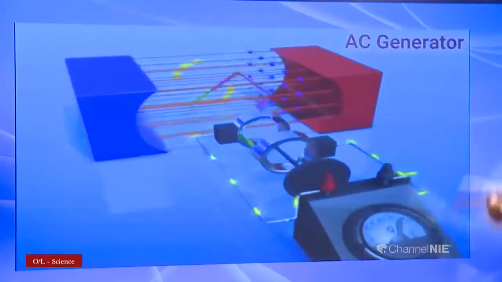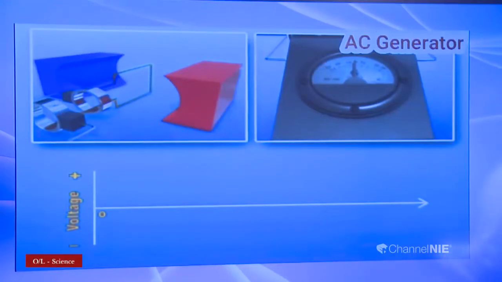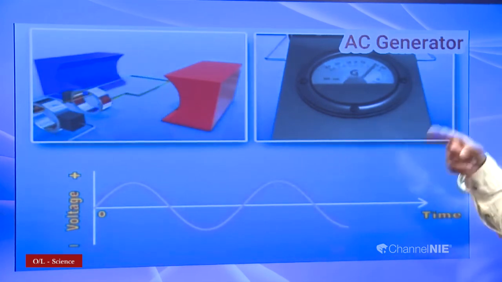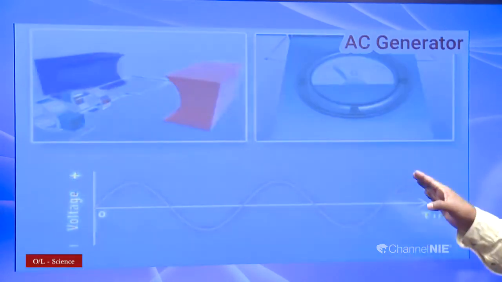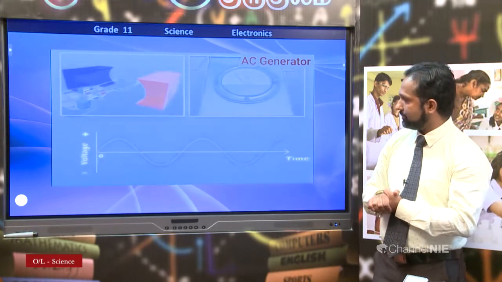When turning continuously, it generates an alternating current. This is the graphical representation of the current here. You can see it clearly. According to the direction of the motion of the coil, the variation of AC current can be observed very clearly, right?